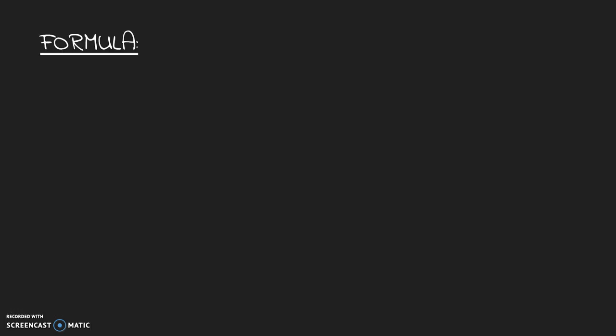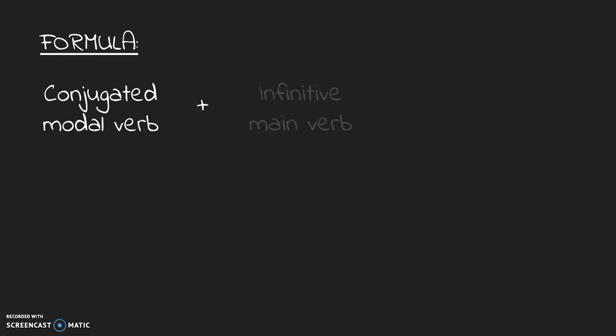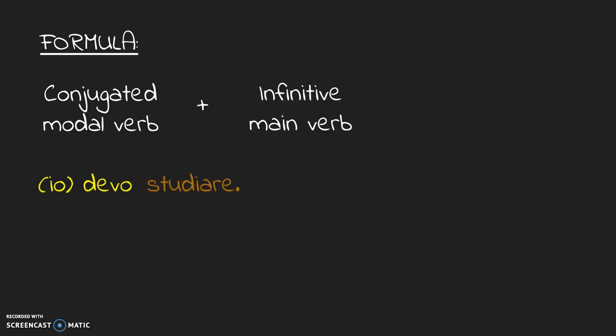So we know how the modal verbs are conjugated, but how are they actually used in a sentence? Here is a formula that can help. We have a conjugated modal verb plus an infinitive main verb. For example, io devo studiare. I have to study. So this is the conjugated modal verb, io devo, I have to, and then studiare is left in the infinitive form. So I have to study.